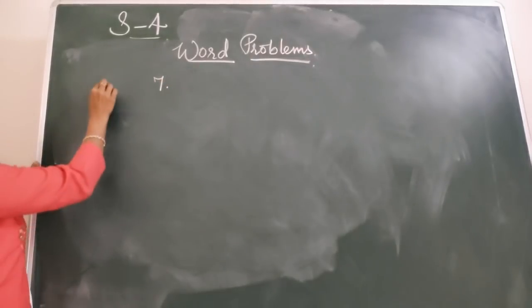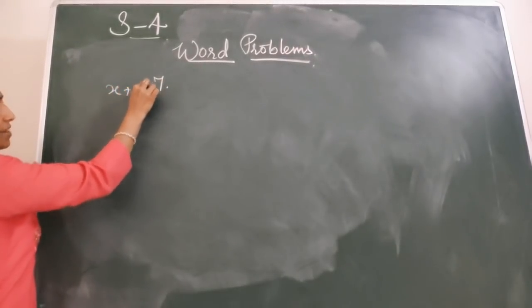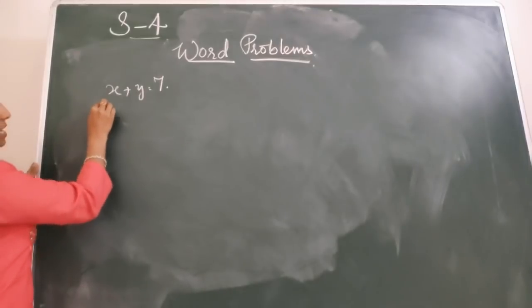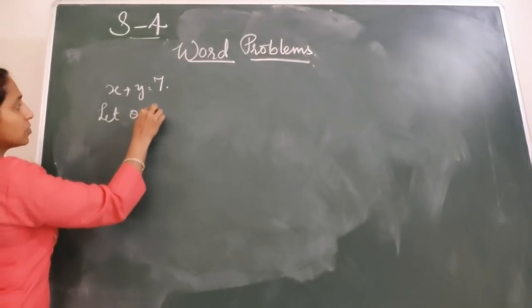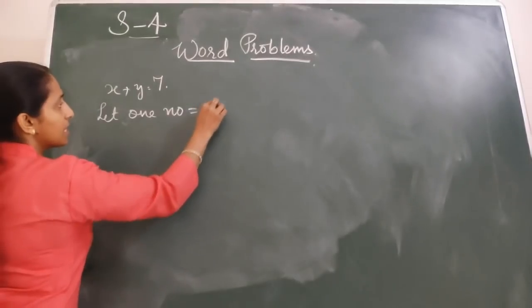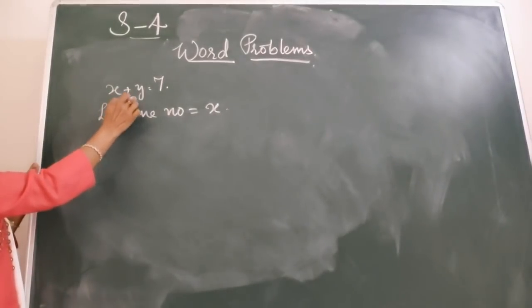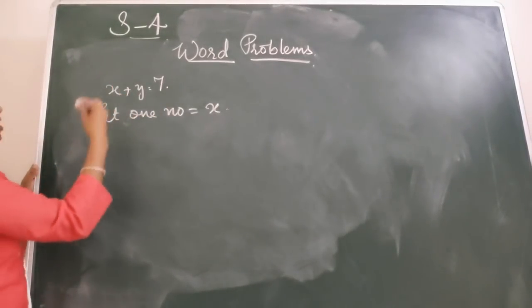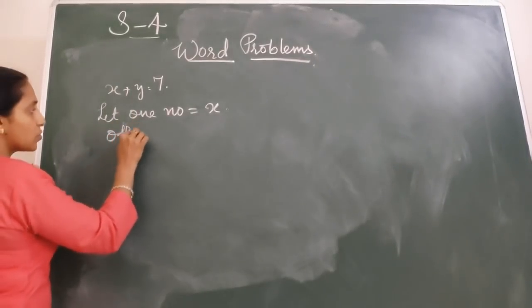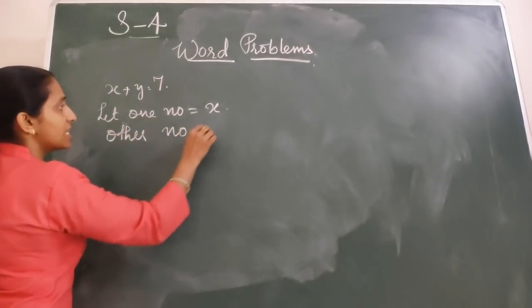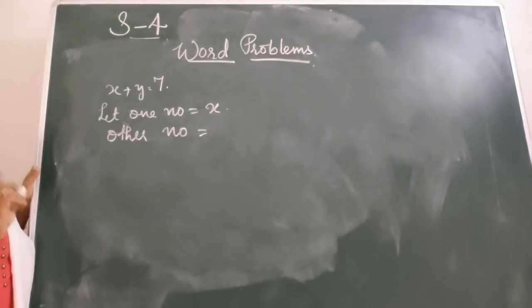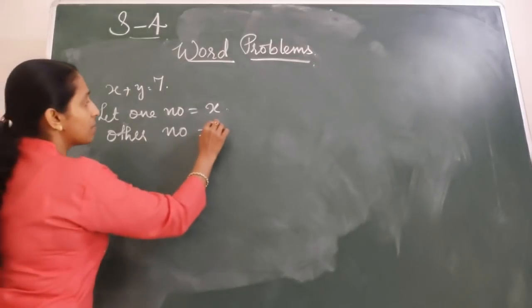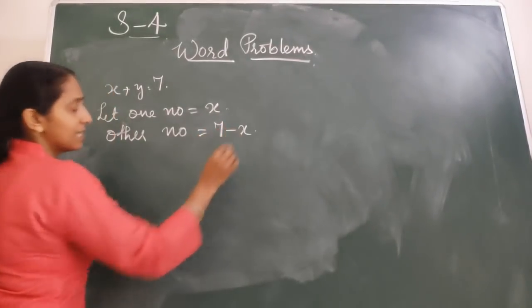Sum of two numbers, of course, you will write x plus y equal to 7. But you will let one number equal to x. Then of course y will be 7 minus x only. So for the other number, as I told, we can take the relation in terms of one variable only, not with two variables, because we are dealing with word problems of quadratic equations, and a quadratic equation has only one variable. So the other number you will write as 7 minus x.